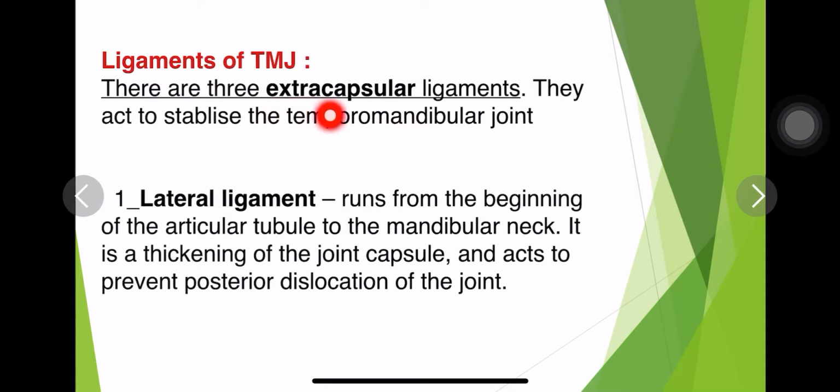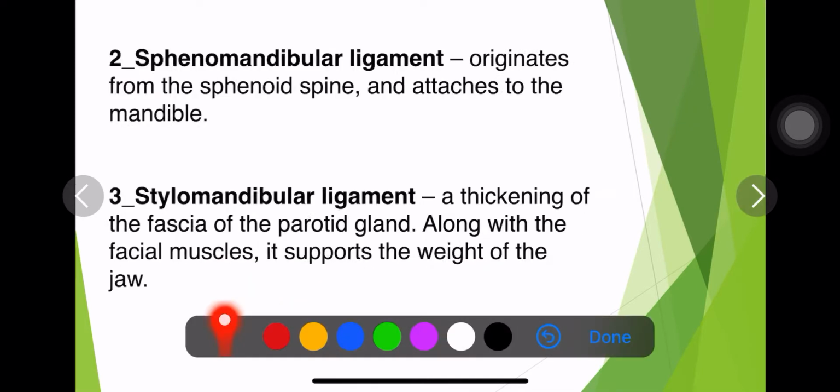We have three extracapsular ligaments. First is the lateral ligament. The lateral ligament runs from the articular tubercle to the mandibular neck. It is a thickening of the joint capsule and acts to prevent posterior dislocation of the joint.